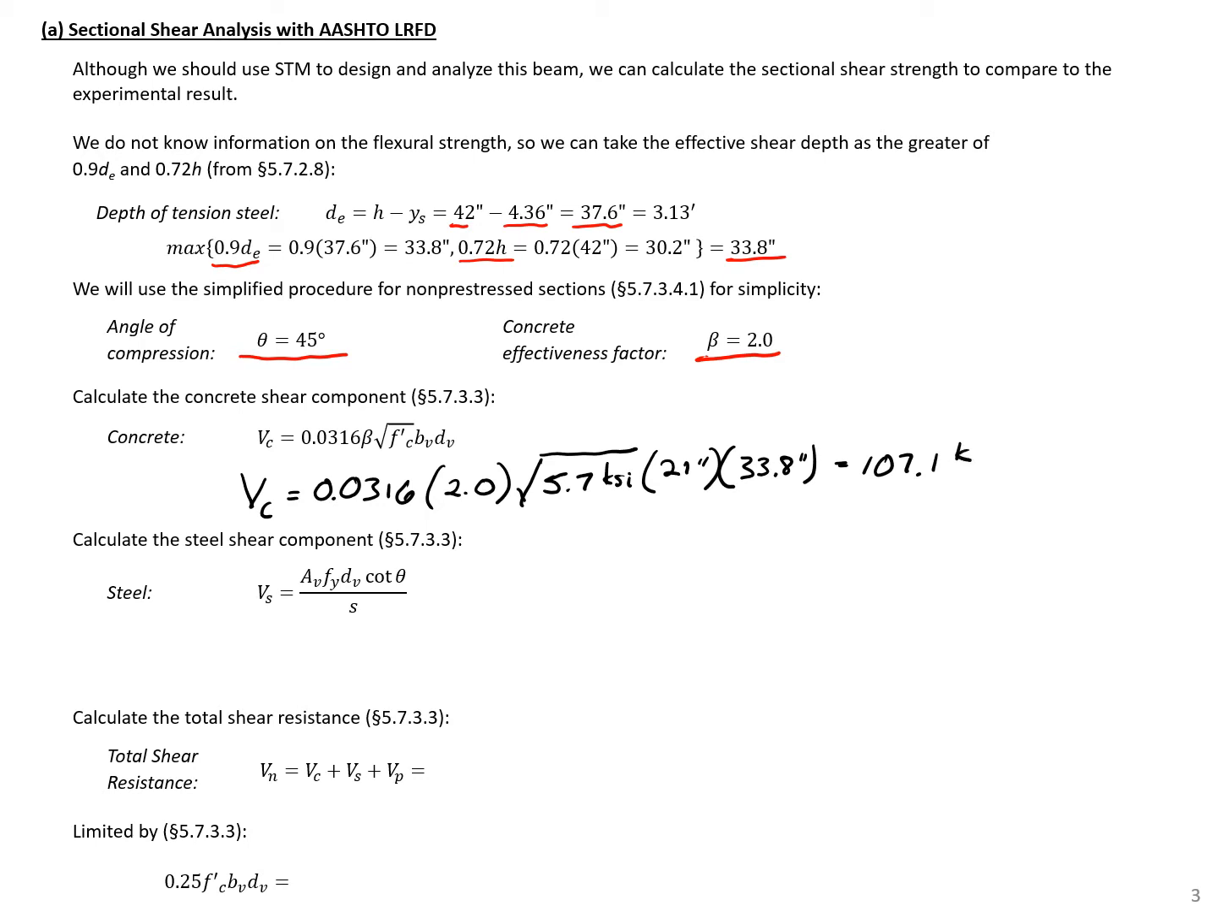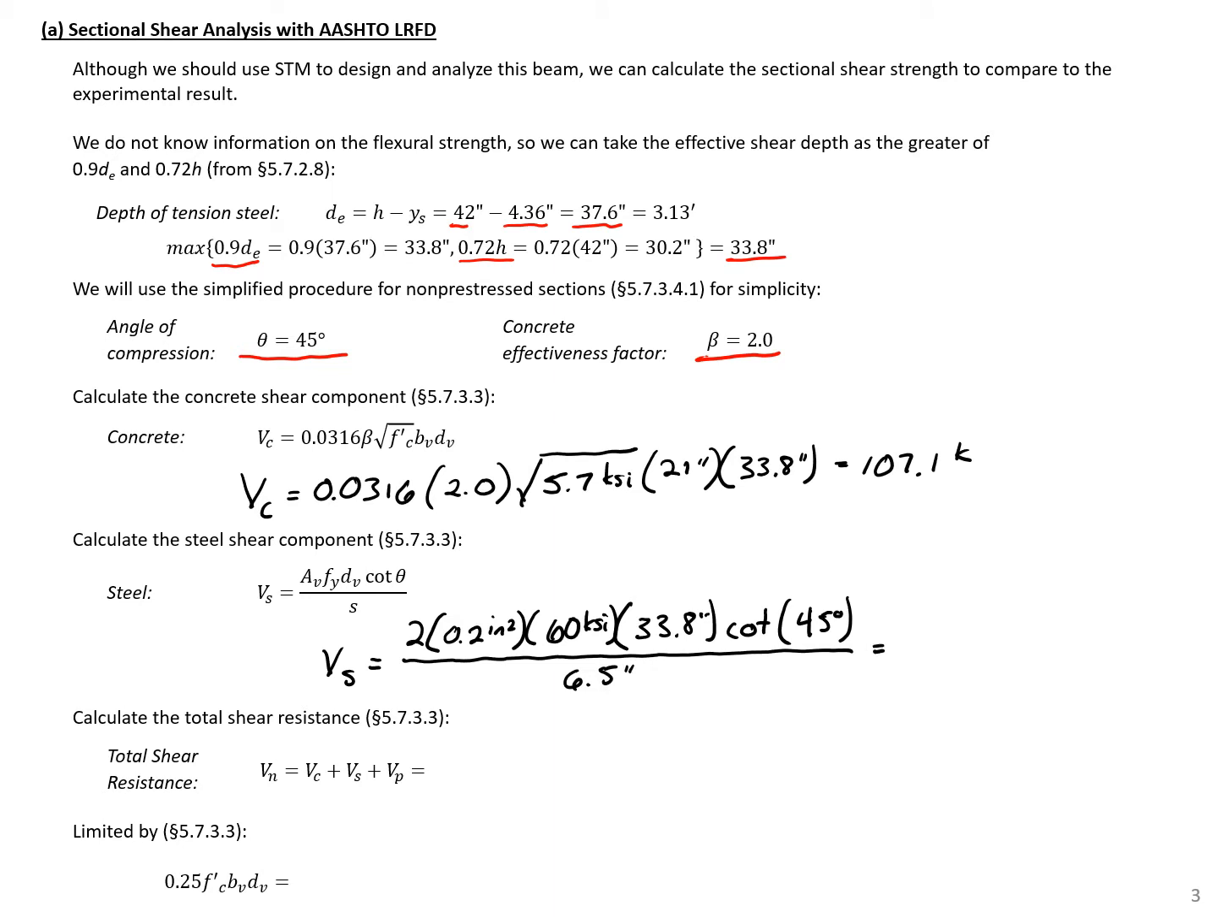Next we can find our steel contribution. So our VS is equal to our AV, which we have here in the shear span, 2 times 0.2 square inches, the area of our number 4 bars, times 60 KSI, times 33.8, times the cotangent of 45 degrees, divided by our spacing, 6.5, gives us a VS here of 124.8 kips.